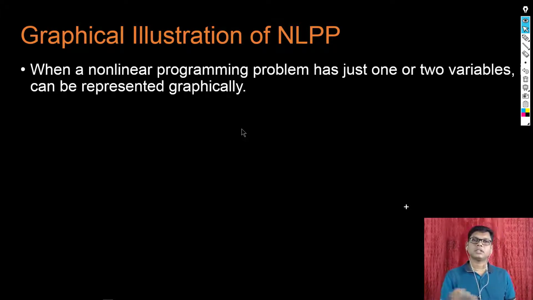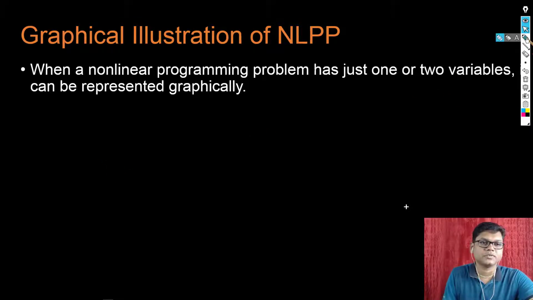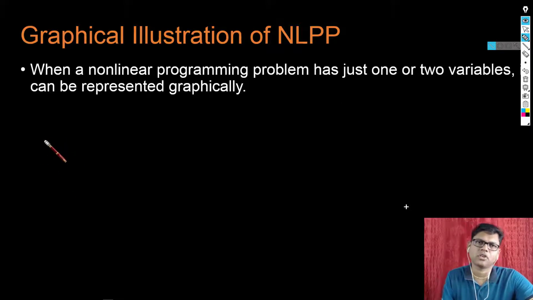Obviously, yes, it is possible to solve nonlinear programming problems graphically when the variables are only either 1 or 2. If the variables are more than 2, then it is not possible to solve it graphically. So we will compare the graphical solution of both types of problems, LPP and NLPP.